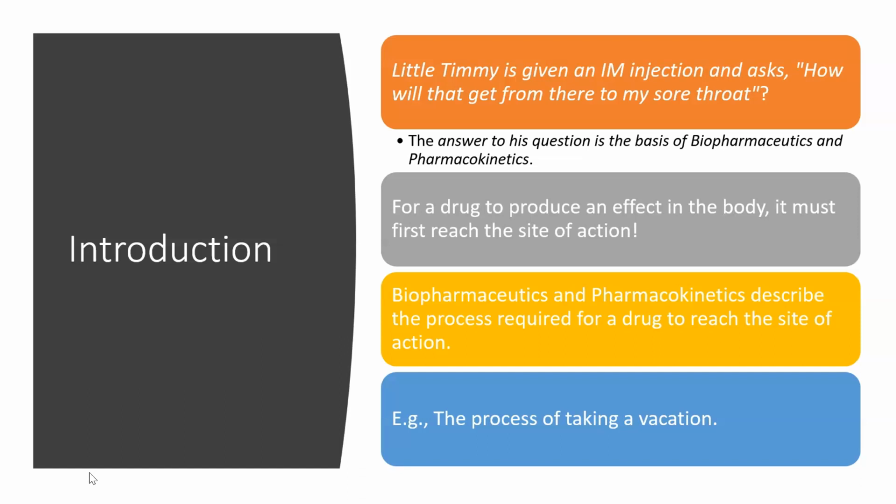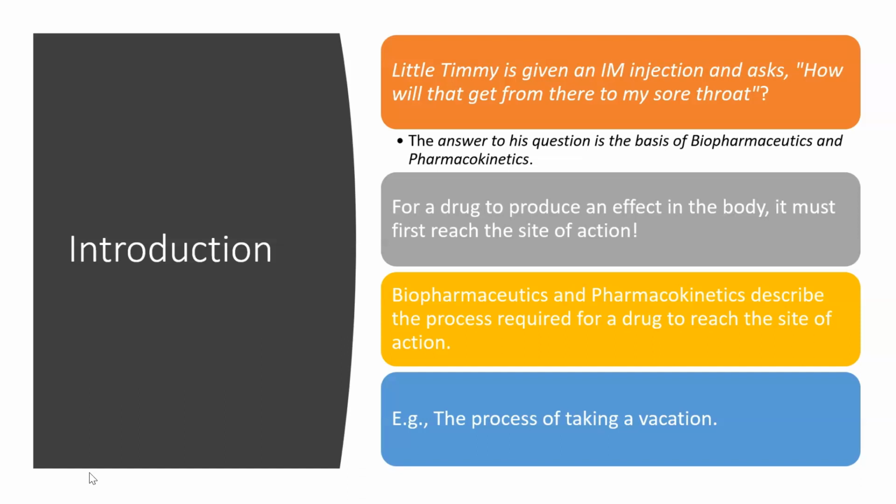So looking at little Timmy, he's given an IM, intramuscular injection, and asked how will that get from there to my sore throat? The answer to his question is biopharmaceutics and pharmacokinetics, okay? So for a drug to produce an effect in the body, it must first reach the site of action, which makes sense, right? So we need it to go to the area of the body in which we want it to, okay?